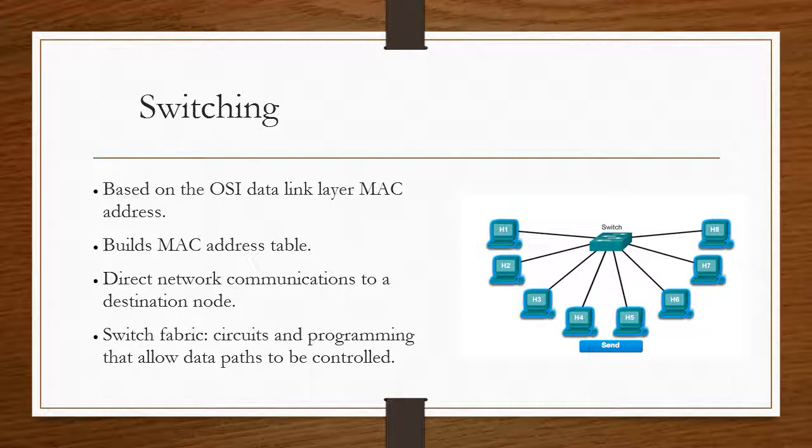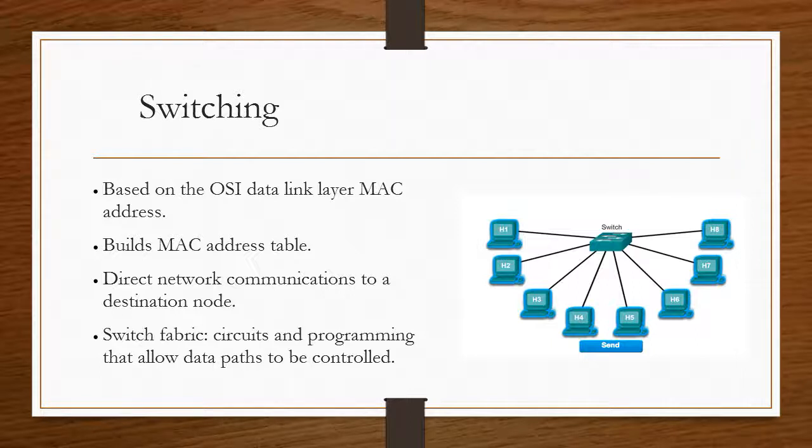Switches use MAC addresses to direct network communication through the switch fabric to the appropriate port towards the destination node. The switch fabric is the integrated circuits and the accompanying machine programming that allows the path through the switch to be controlled. For a switch to know which port to use to transmit a unicast frame, it must first learn which nodes exist on each of its ports.